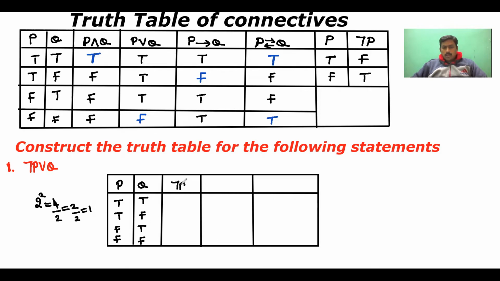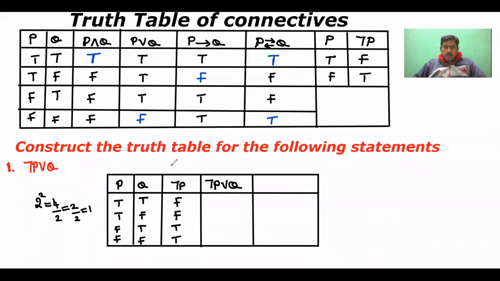We need not P. So negation we have to apply for this P column. If T is there, it is F; here T, so it is F. F is given, it is T. F is given, it is T. Next, we need the final result as not P or Q.